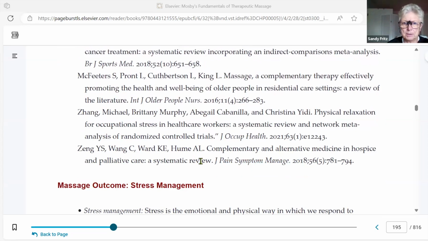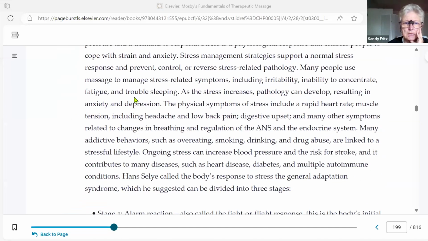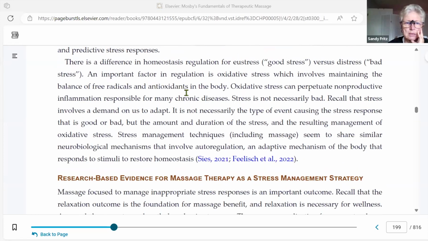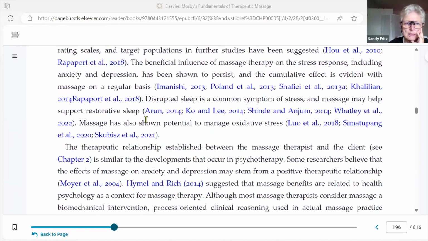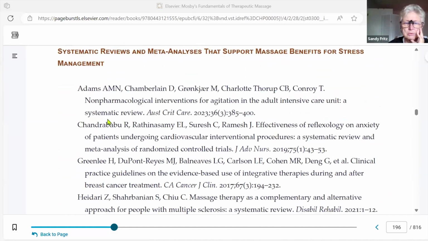So the newest one I found in here that was a systematic review was 2021. So that's pretty good. So outcome for stress management has the same pattern to it, a general discussion, and then the evidence that supports it, and then the systematic reviews.